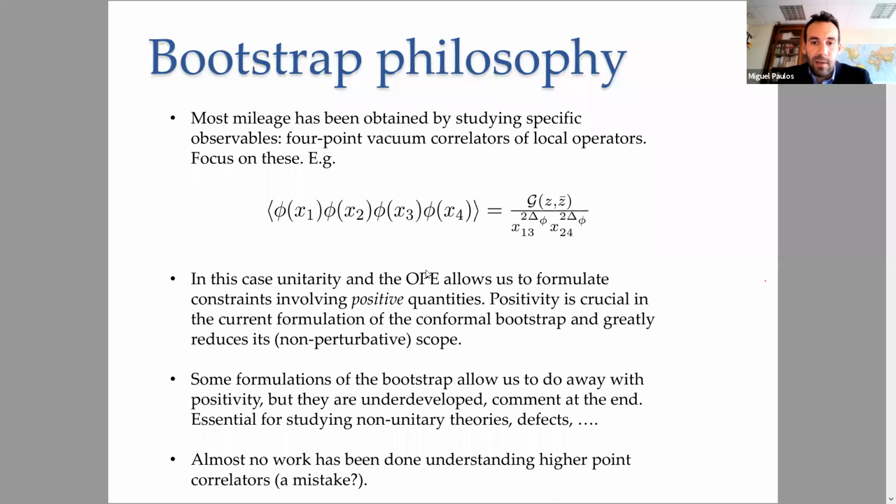Also, as I said, when you go to higher point correlators, usually people ignore this because they say, well, if I understand all 4-point functions, then I can construct any higher point correlators. But maybe this is a mistake, because it might be more economical to study higher point correlators of the same field instead of considering 4-point functions of ever more complicated fields. Yeah, so there's been almost no work done on this front, and probably this might be a mistake.